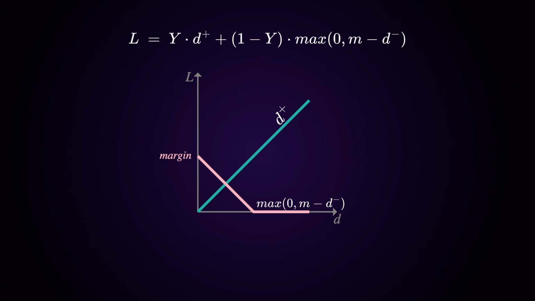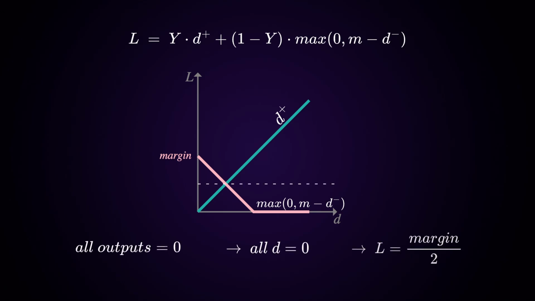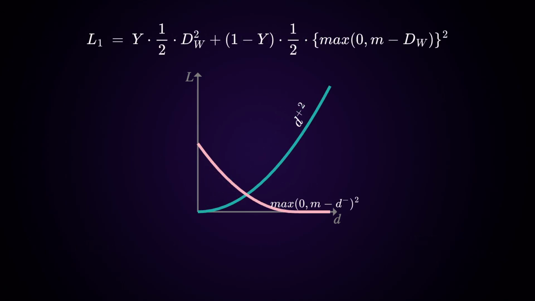The problem is that during training, our networks will often say, "Screw this, I'll just collapse all outputs into a single point, 0." If all outputs are zeros, all distances are zeros too, and our loss will get stuck at half of the margin because it's the mean of all losses. To deal with it, we introduce nonlinearity. The simplest option is just to square both sides.